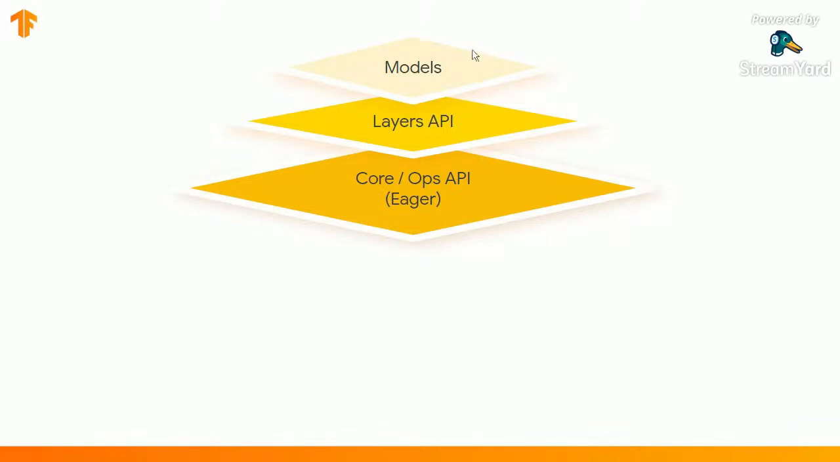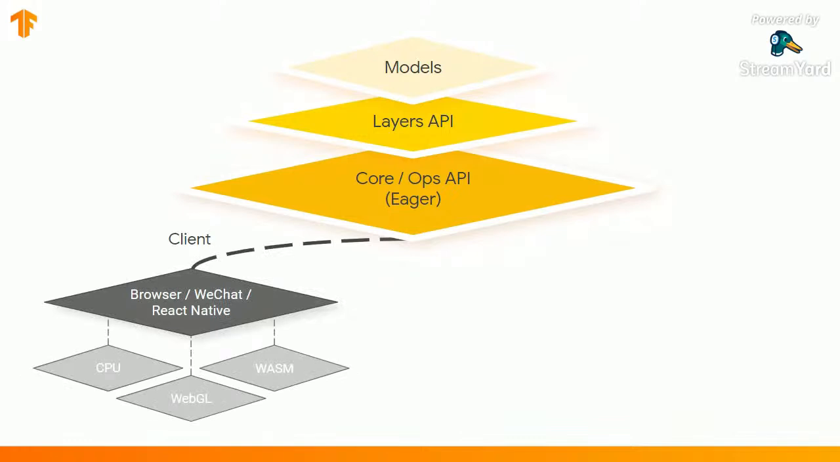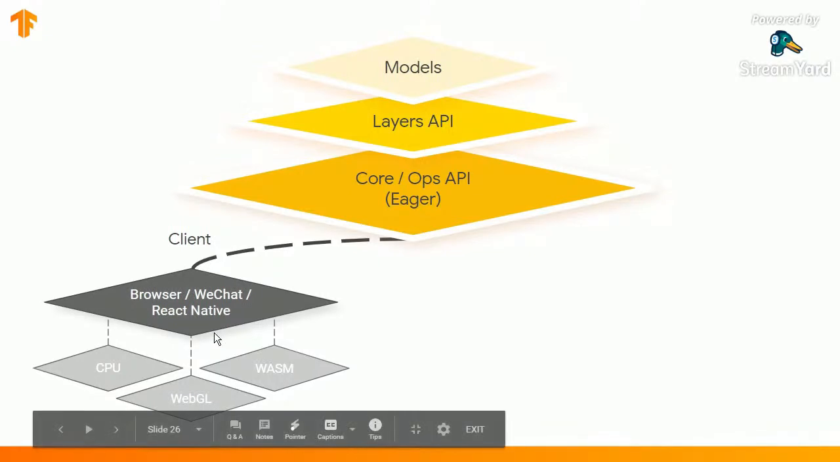And you can see how this all comes together like this. So we have our pre-made models that we saw earlier in the presentation, and they sit upon the layers API, which is this nice high-level abstraction. And then this layers API sits above the core or ops API. Now, this lower-level API then understands how to execute in different environments, such as the client side, as you see on the left-hand side here, things like the web browser, things like WeChat or React Native, this kind of stuff. And each one of these environments understands how to talk to different backends. And a backend is simply just a different hardware environment.